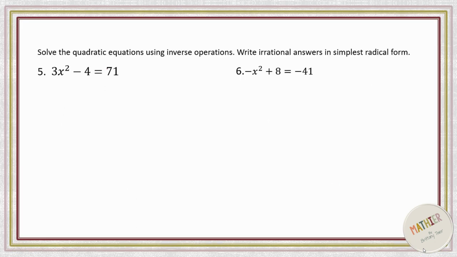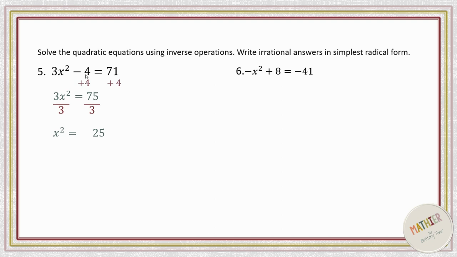Number 5, we don't have parentheses this time, all right? So we still want to perform inverse operations in reverse order to get x alone. So x is squared, then multiplied by 3, and then we're subtracting 4. So we'll undo that in the reverse order. So first add 4, and then divide both sides by 3.